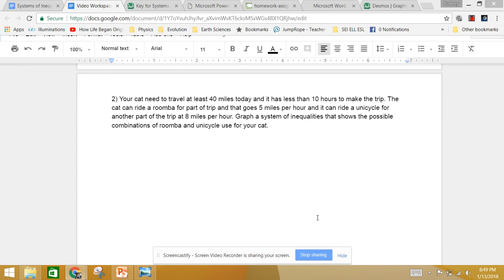So your cat needs to travel at least 40 miles today, and it has less than 10 hours to make the trip. The cat can ride a Roomba for part of the trip, and that goes 5 miles per hour. And it can also ride a unicycle for another part of the trip at 8 miles per hour. Graph a system of inequalities that shows the possible combinations of Roomba and unicycle use for your cat.